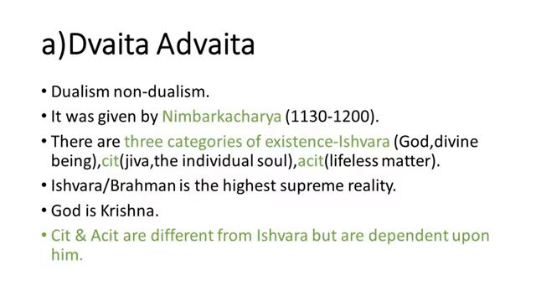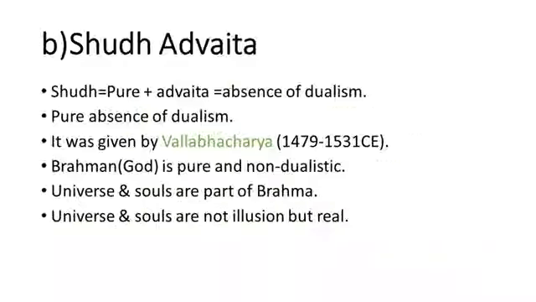According to this school, there are three categories of existence. Ishvara, which means God or divine being, Chit, which means Jiva or the individual soul, and Achit, which means lifeless matter. Ishvara or Brahman is the highest supreme reality and is identified as Lord Krishna. Chit and Achit are different from Ishvara, mainly because they have attributes and capacities which are different from Ishvara. But at the same time, Chit and Achit are also not different from Ishvara because they cannot exist independently and are dependent upon him.